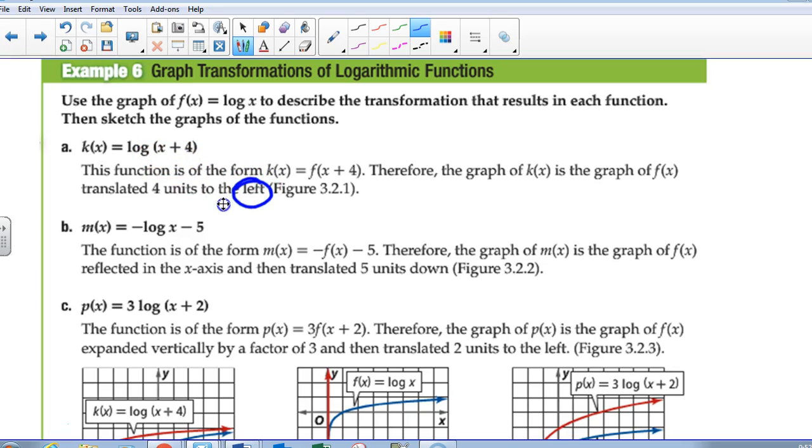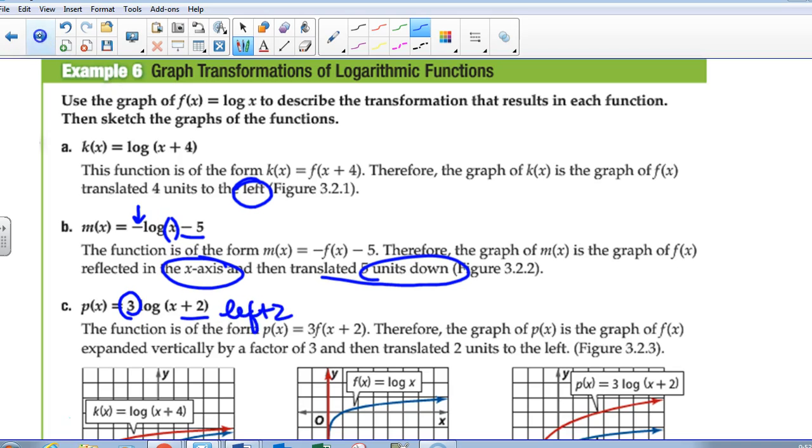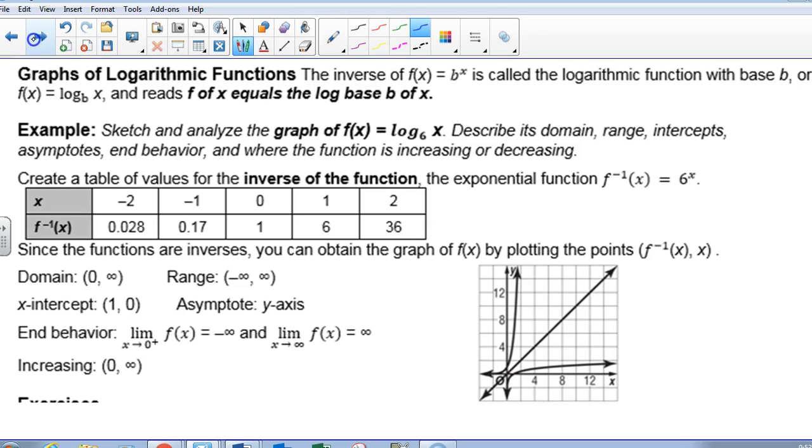Left 4. This one's got 2 things. The negative out in front always reflects over x, and a -5 that's not in a parenthesis is on the whole thing, so it would be down. Vertical or horizontal? Vertical stretch and left 2. Okay, you might have to do a little of that on your homework describing those.